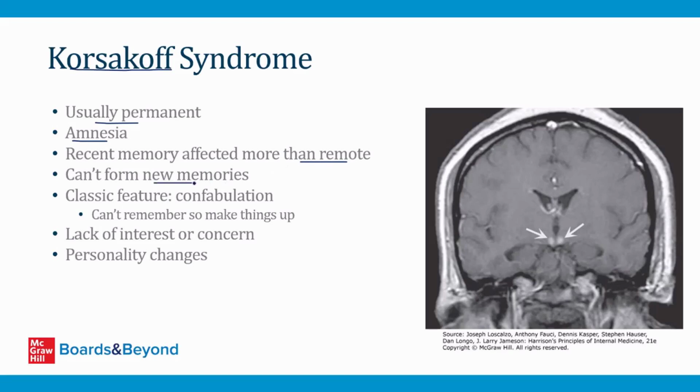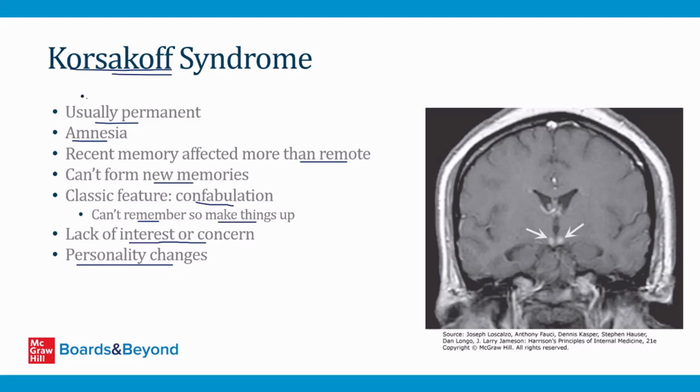A classic feature of Korsakoff syndrome is confabulation, so patients can't remember things, so they make things up. So when you ask them where they were this morning, they don't remember, but instead of saying, "I don't remember," they make up a story of something that didn't happen. Korsakoff syndrome is also famous for the patient showing a lack of interest or concern. So even though they may not remember things and they may be confabulating, they actually have sort of a blasé or disinterested demeanor. And then finally, there can be various personality changes that are all part of Korsakoff syndrome.